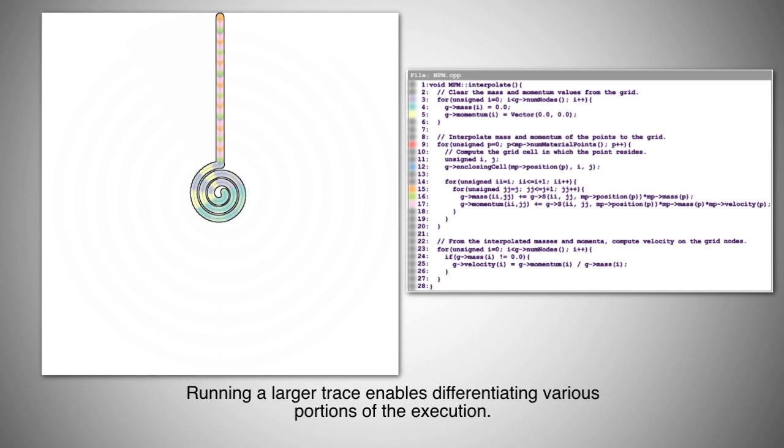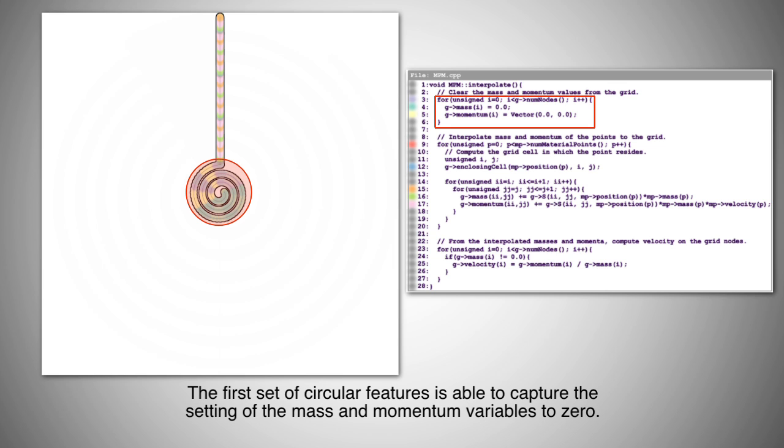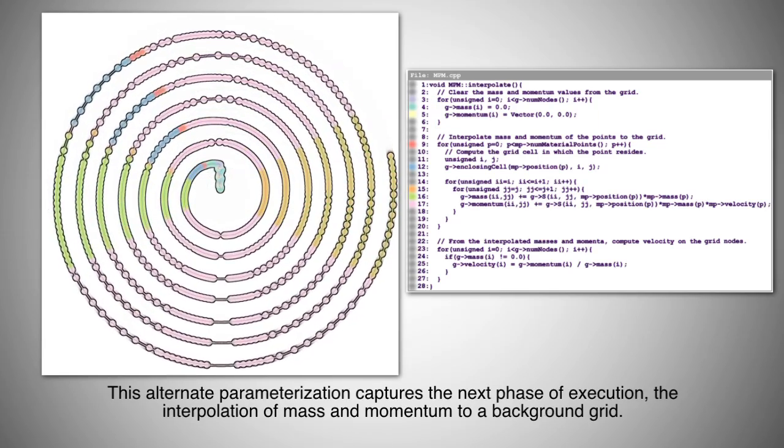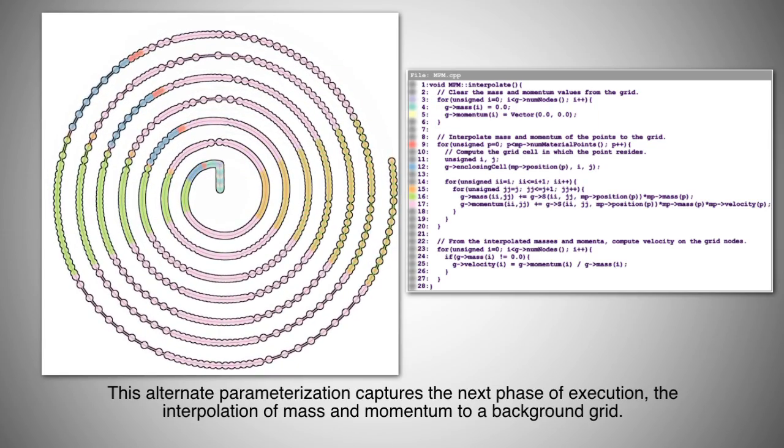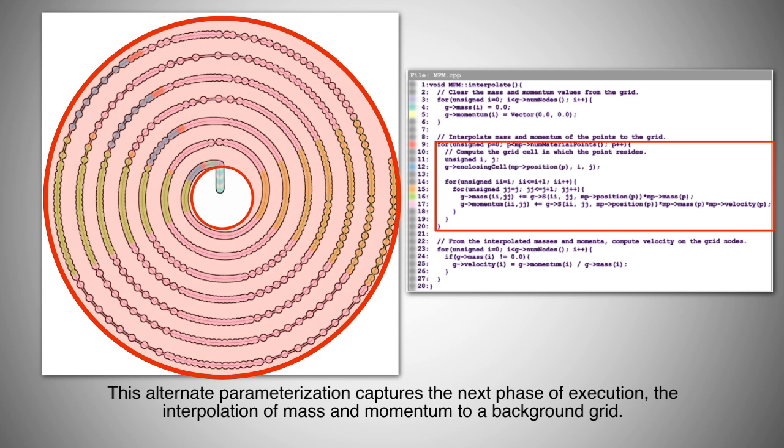Running a larger trace enables differentiating various portions of the execution. The first set of circular features is able to capture the setting of the mass and momentum variables to 0. This alternate parameterization captures the next phase of execution, the interpolation of mass and momentum to a background grid.